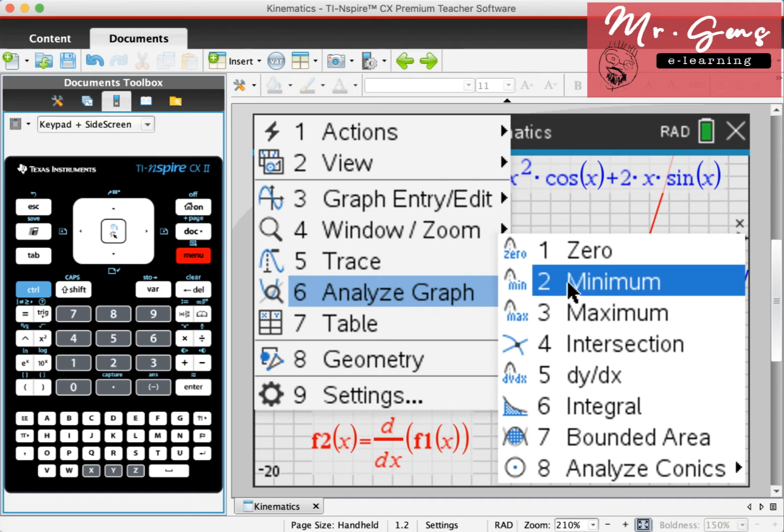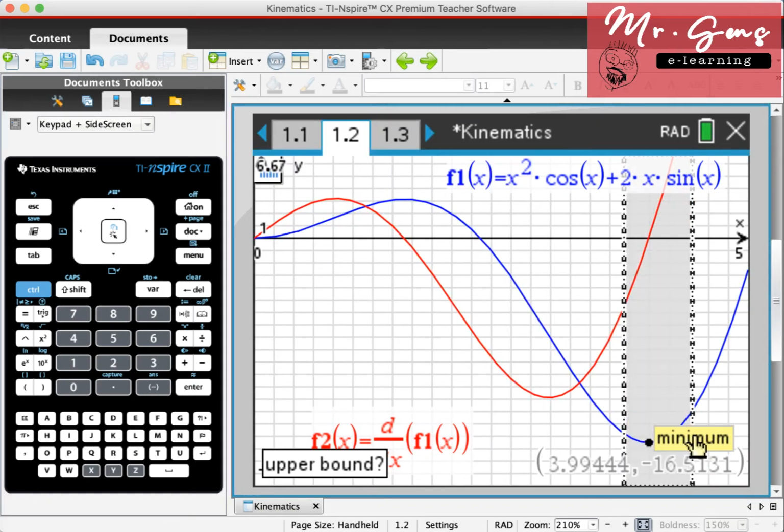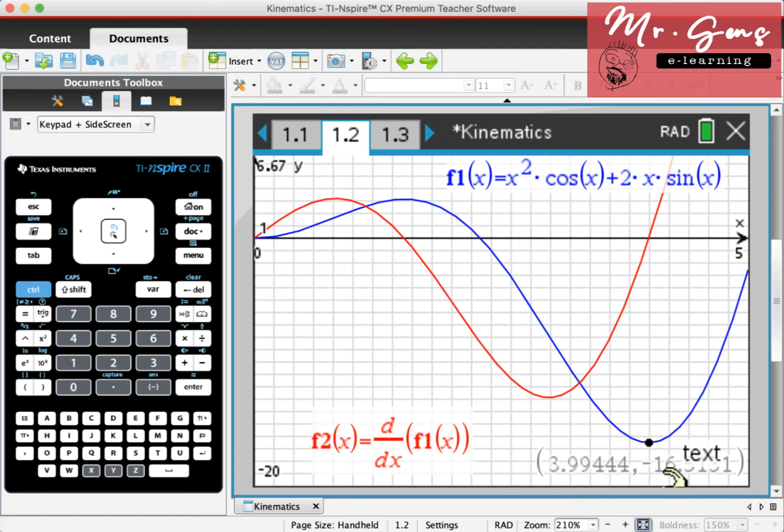Let's find the minimum point of the blue graph. Menu, Analyze, and Minimum will provide us. I want this graph. Define lower and upper bound. And here is the minimum value. At approximately 4 seconds, it will reach the farthest distance on the left side, and the distance must be 16.5, and you need to write your answer as positive.